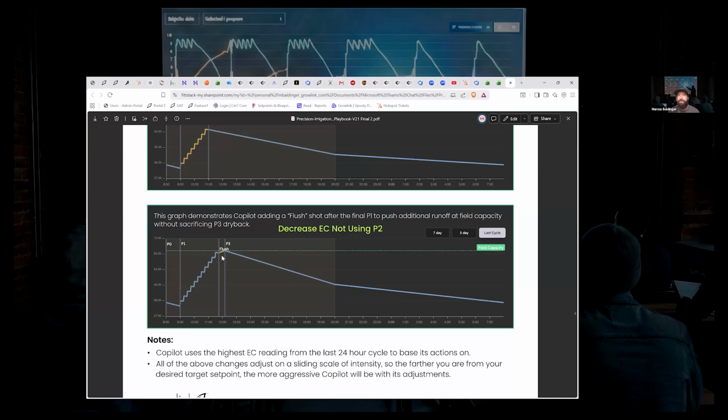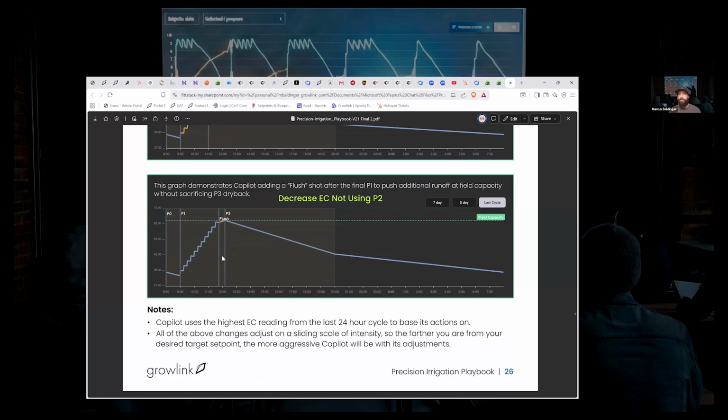It's going to add in a configurable flush right here at the very end of our P1s. Basically, I just think of the flush as a custom programmable final P1 where you can enter in whatever duration you want. The whole point of why it's there is because we're already at the point of max saturation. So the majority of the ML volume going through is going to come out of the bottom and flush it out without having to sacrifice any of the rest of our dryback time.